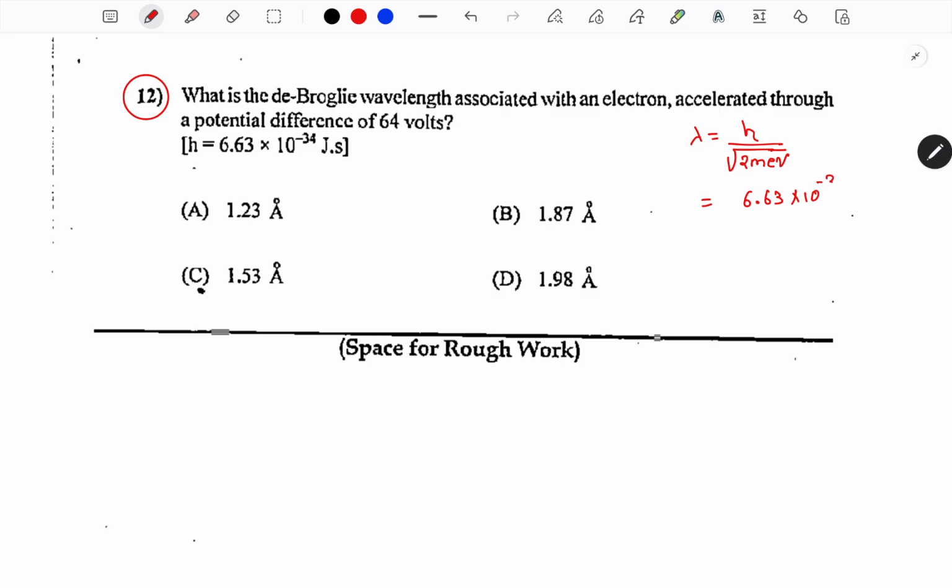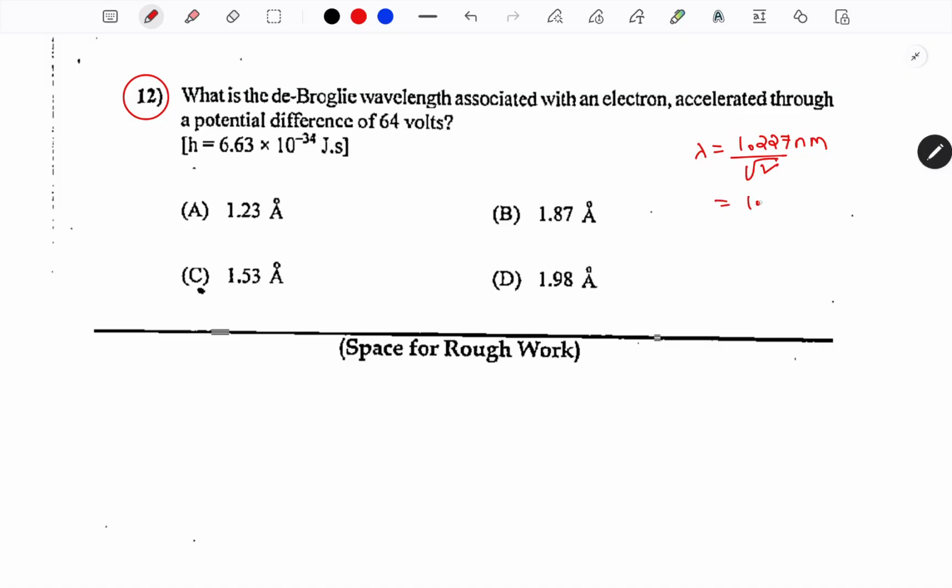by 10 to the power minus 34 divided by, actually we can write this equation in a shortcut trick also, and it will be easier. Lambda is equal to 1.227 nanometer divided by root V.